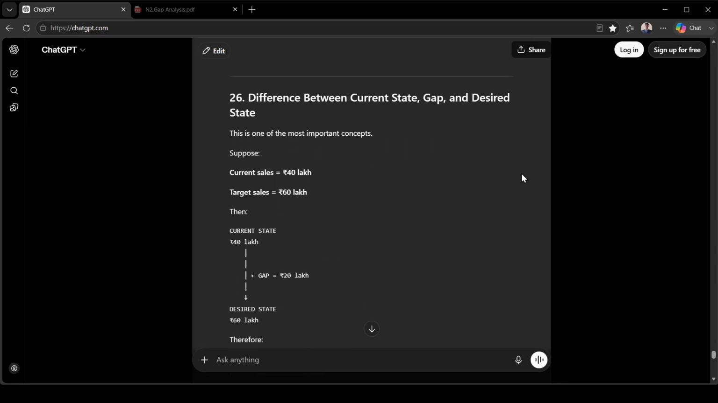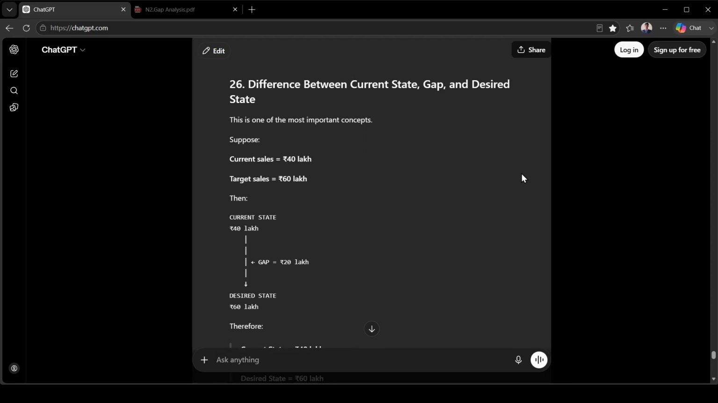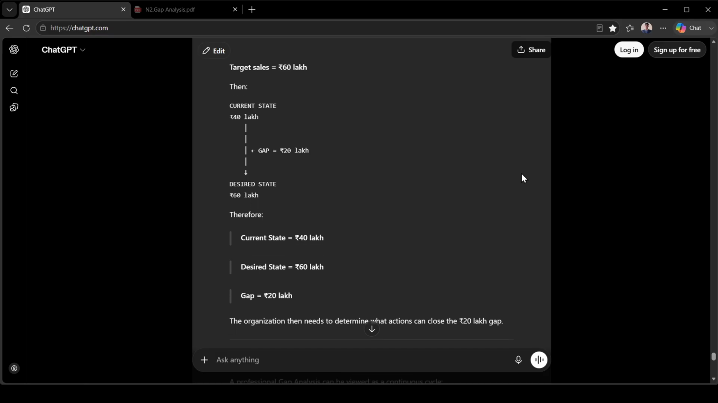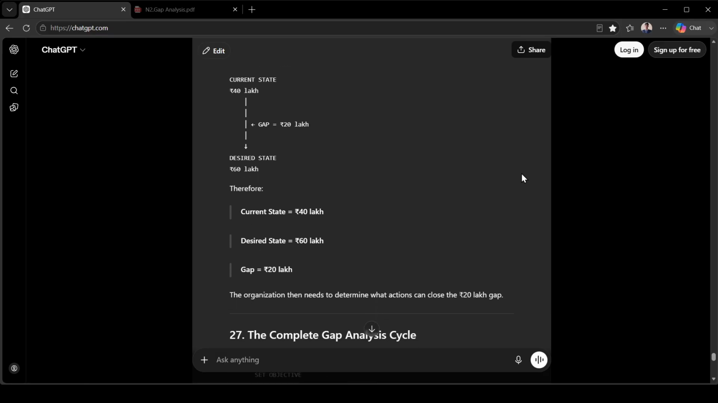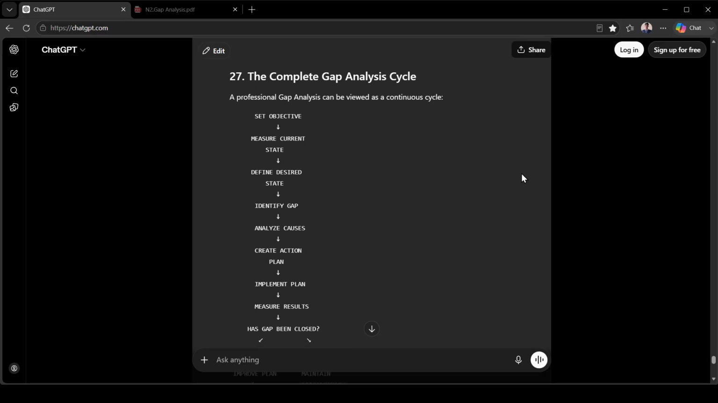The difference between current state, gap, and desired state is one of the most important concepts. Suppose current sales are 40 lakhs and the target is 60 lakhs. Then the current state is 40 lakhs, the desired state is 60 lakhs, and the gap is 20 lakhs. The organization needs to determine what action can close the 20 lakhs gap, which completes the gap analysis cycle.